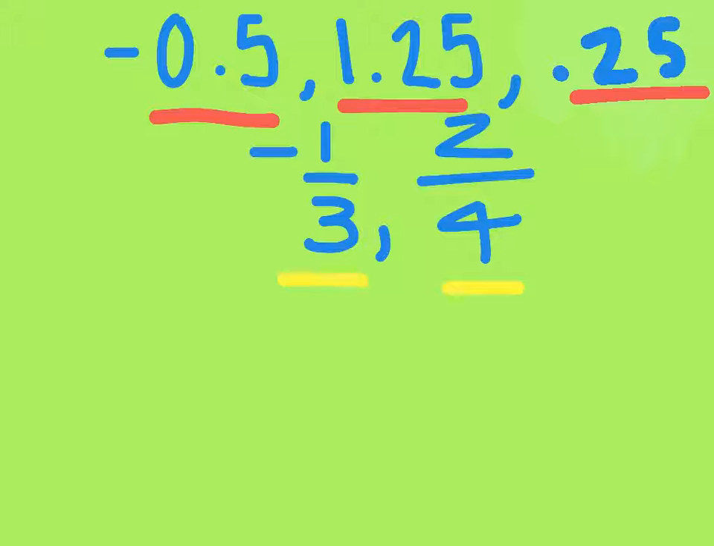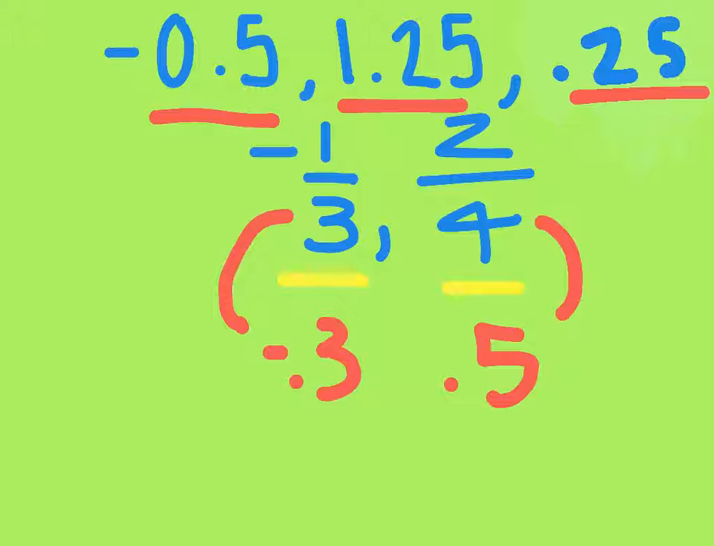So let's do this first one right here. We know that 1/3 is 33%. So this would be negative 0.3, okay? And then this one would be 0.5 because it's half. So what we're going to do is look at the rest of the numbers and see which one would be the least of all of them, okay? So we know that this one is negative 0.5. This one is negative 0.3.